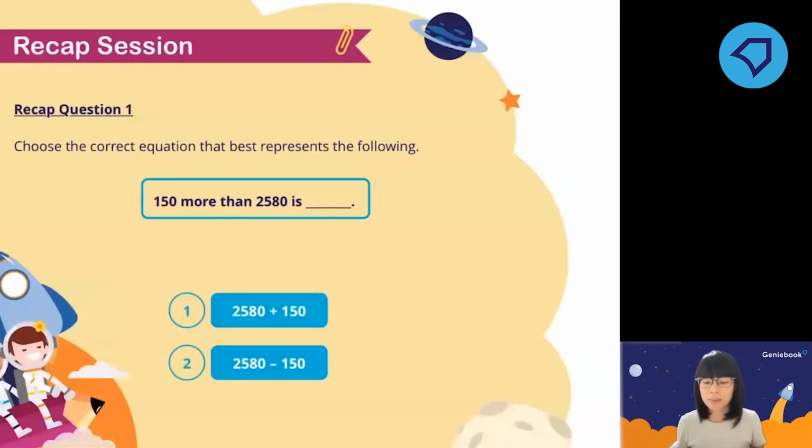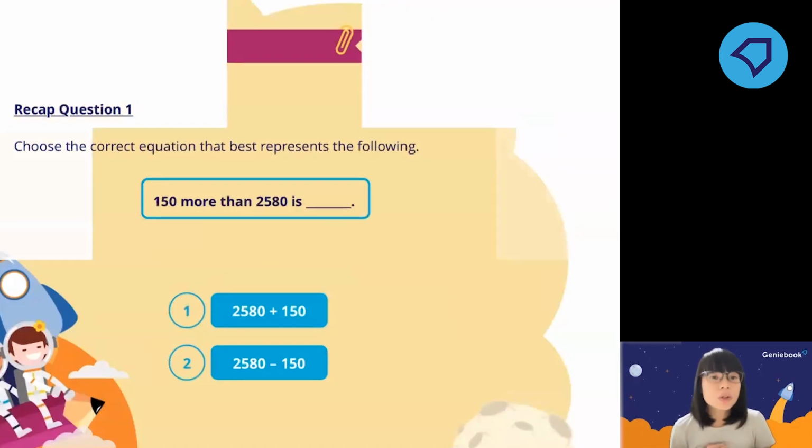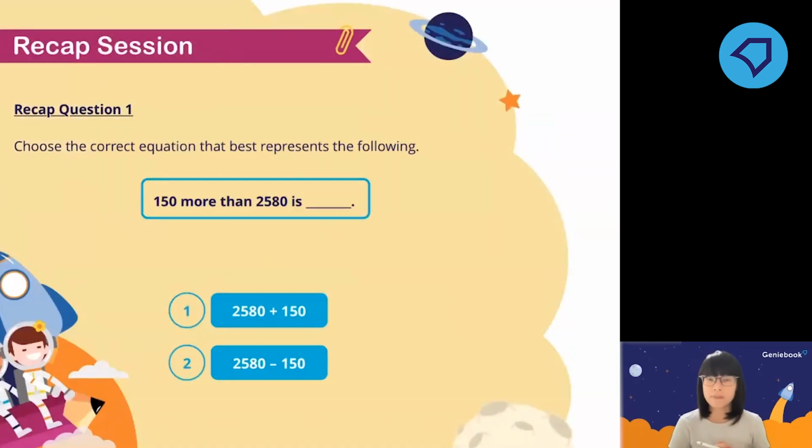Let's take a look at recap question number 1. Choose the correct equation that best represents the following. If I say 150 more than 2,580, what should you do? Should you do addition or should you do subtraction? You only have 2 options, so please do not click on option 3 and 4, okay? 30 seconds starts now. Let's go.